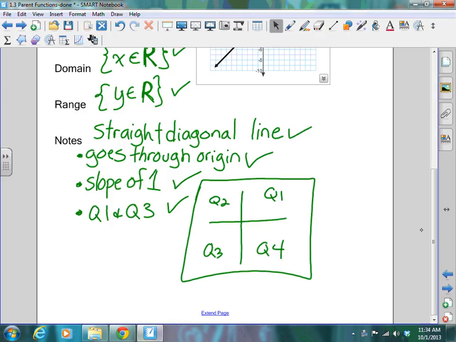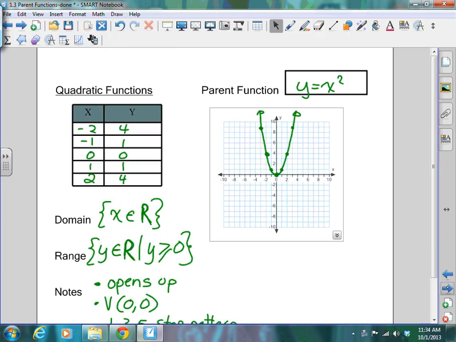All right? So now we're going to go to our next parent function. Apologize for that bell. For our next parent function, it's quadratic function. Again, the most basic quadratic, ladies and gentlemen, or most basic parabola, is y equals x squared. If you remember back in grade 10, that is where we did all our transformations from. We either shifted left, right, up, down from there.